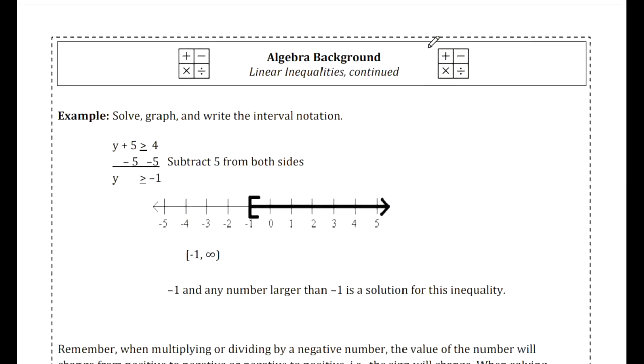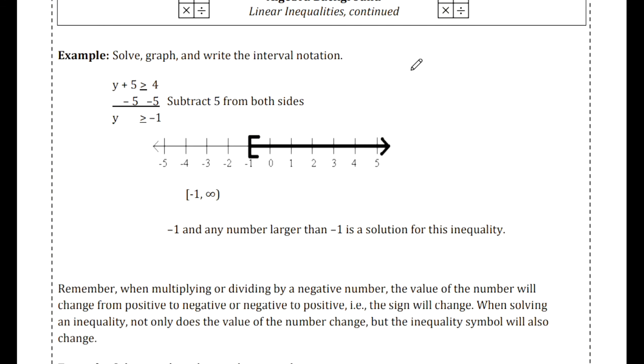Now sometimes, in fact most of the time, the inequality will not come solved. The last example, it was already solved for us. In many of these, we'll have to solve the inequality before we can graph and write the answer in interval notation. So we have y plus 5 greater than or equal to 4. So we need to isolate the y first. So to do that, we do the opposite. So if it's y plus 5, the opposite of adding 5 is subtracting 5. So we have y greater than or equal to -1. So this is a solved inequality now.